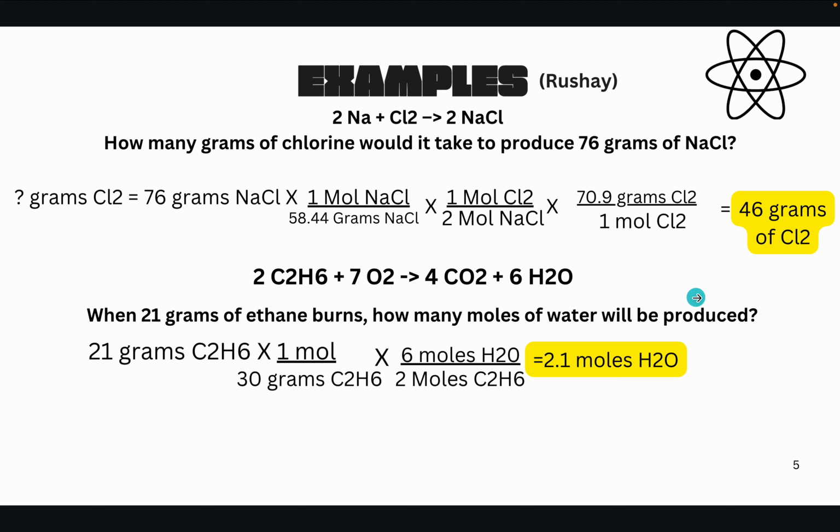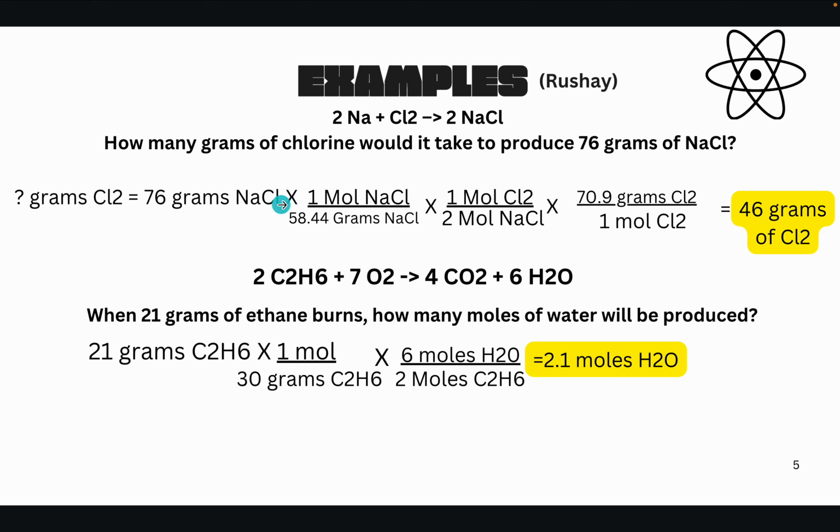So Uche has put another nice example for us. How many grams of chlorine would it take to produce 76 grams of NaCl? So remember his steps. First we find what they gave, 76 grams of NaCl. So you put that there. That is what is given and how much we want. That's the question mark grams Cl2.